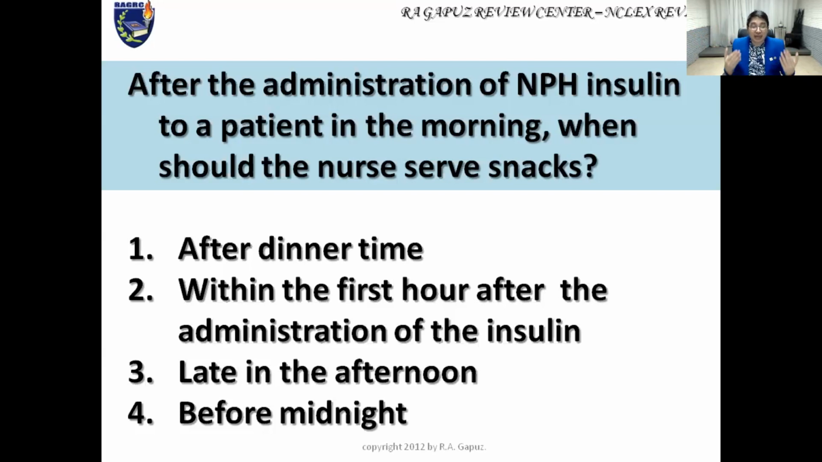3, late in the afternoon. Okay, what did we say? Before meals, right? So possible answer. Or 4, before midnight. Before midnight. Okay, so that's more than 12 hours already from the time that the NPH insulin has been given. So the best answer for this question is actually option 3, late in the afternoon.